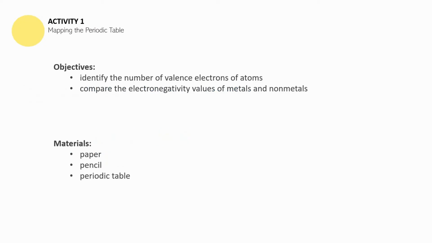The second part is an activity mapping the periodic table, and it has the following objectives. The first objective is to identify the number of valence electrons of atoms. So we need to be able to identify how many electrons are found in the valence shell, the outermost shell of an atom or of a given element. The second objective is to compare the electronegativity values of metals and non-metals. The materials you will be needing are the following: paper, pencil, and the periodic table.